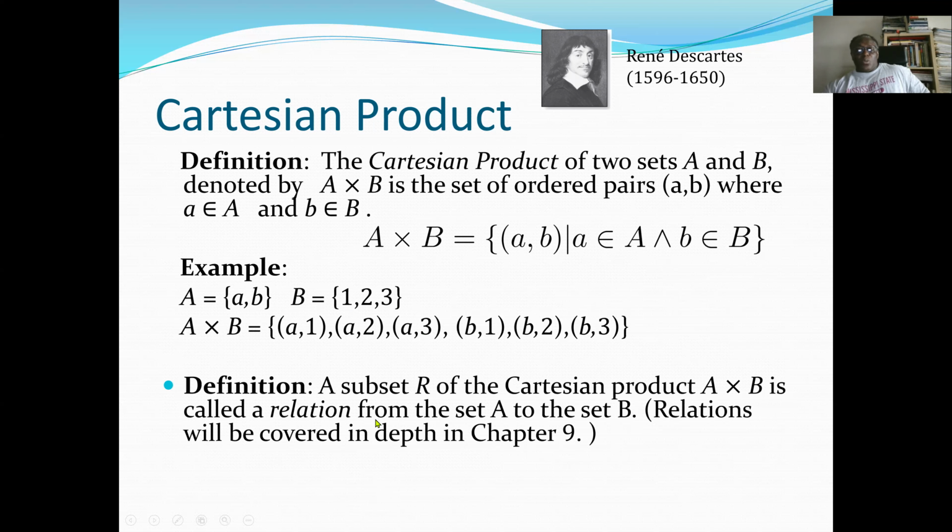The definition is that a subset R of the Cartesian product A times B is called a relation from the set A to the set B. And relations will be covered in depth in chapter 9, or unit 9, of our course textbook.